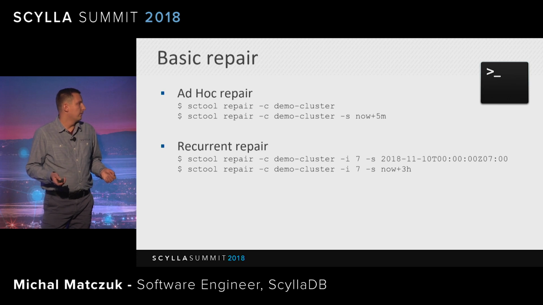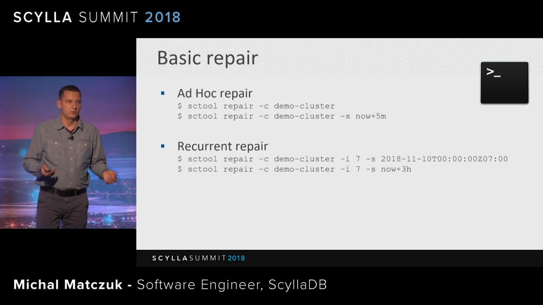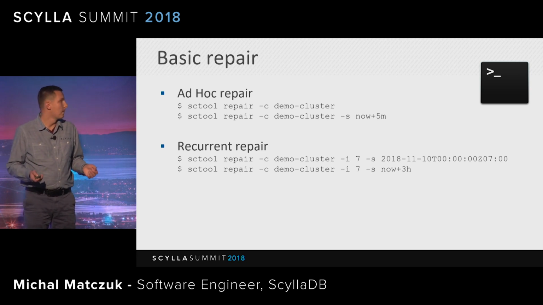With the interval flag, you may specify the interval, which in case of repair should be every 7 days, or at least less than 10 or whatever you have for GC grace seconds.